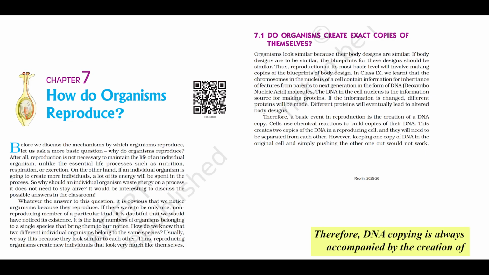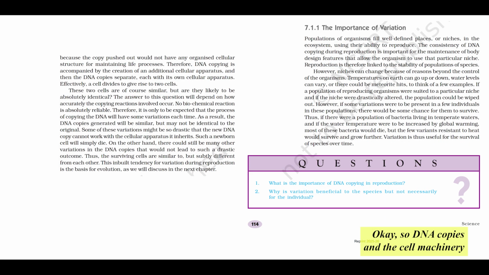Exactly. Therefore, DNA copying is always accompanied by the creation of additional cellular apparatus. This means the cell also duplicates its vital organelles like mitochondria, its cytoplasm, all other necessary components, and then, only then, do the two DNA copies separate, each new copy taking with it a complete set of its own cellular apparatus. Effectively, this entire elaborate process culminates in a single parent cell dividing to give rise to two complete, fully functional daughter cells. Okay, so DNA copies and the cell machinery copies, and then the cell divides into two.